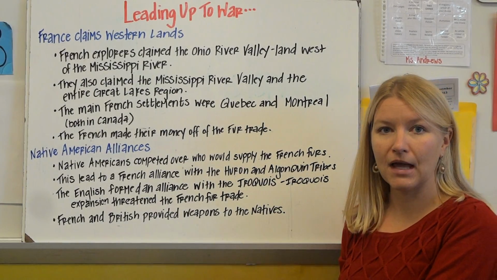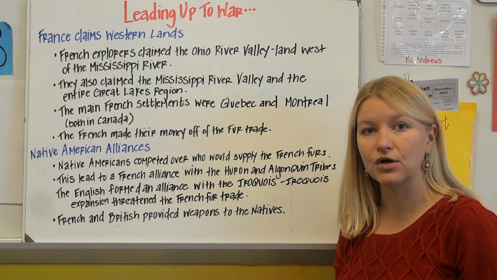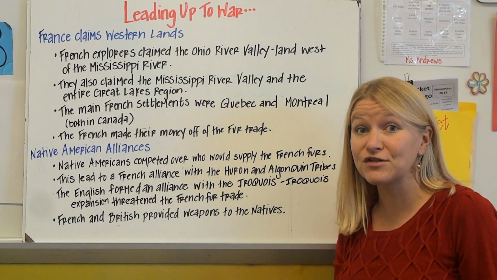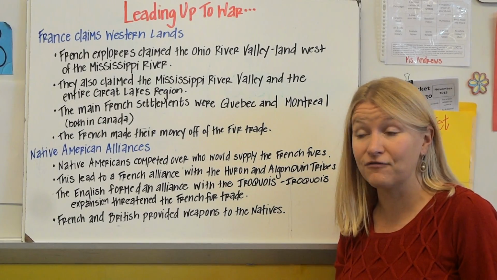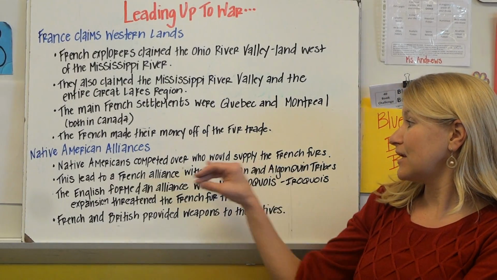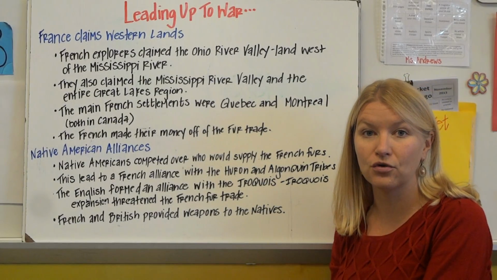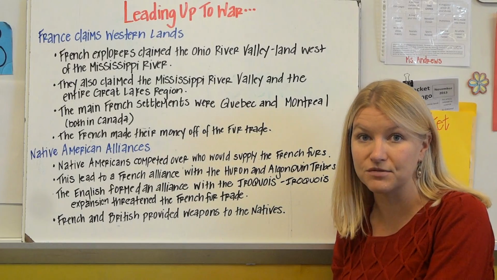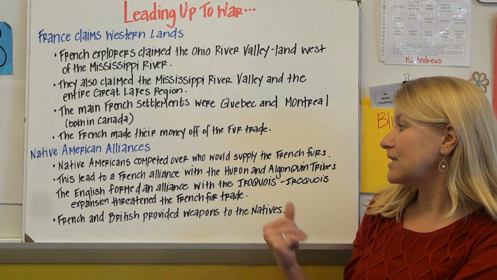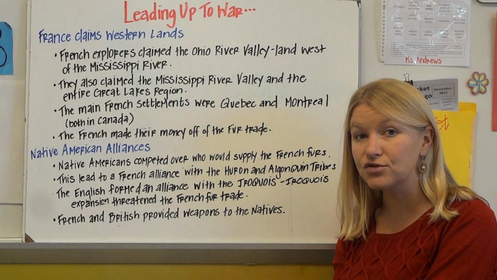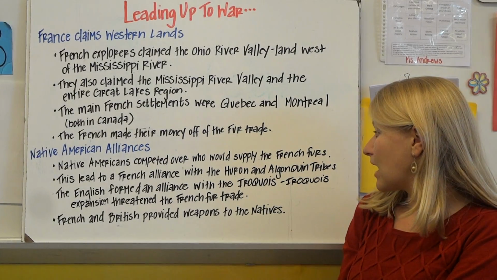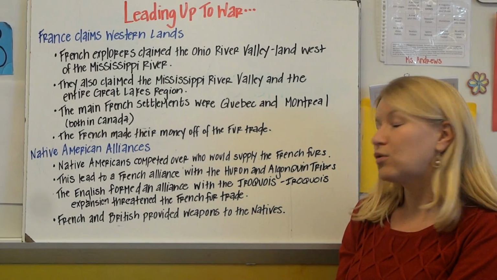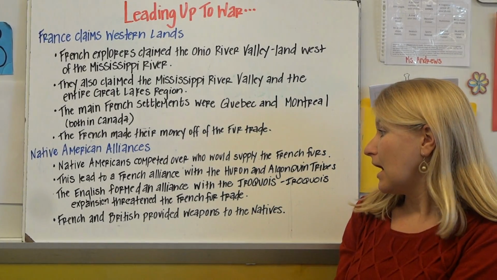So Native American alliances. The Native Americans obviously were the people who were providing those furs to the French. The British also wanted to get in on this Native American fur trade. So the Native Americans ended up competing over who was going to supply specifically the French furs, because they knew that the French were making the most money on this. This led to a French alliance with the Algonquin tribes and the Huron tribes. And the English then formed an alliance with the Iroquois nation, which was made up of several tribes.